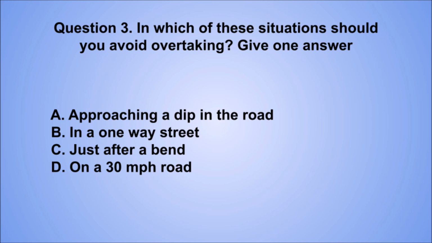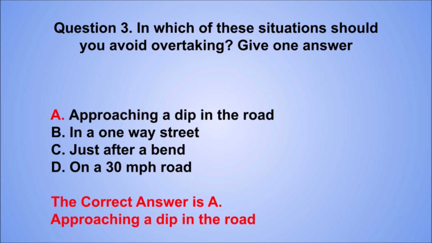Question 3. In which of these situations should you avoid overtaking? Give one answer. A. Approaching a dip in the road. B. In a one-way street. C. Just after a bend. D. On a 30 miles per hour road. The correct answer is A. Approaching a dip in the road.